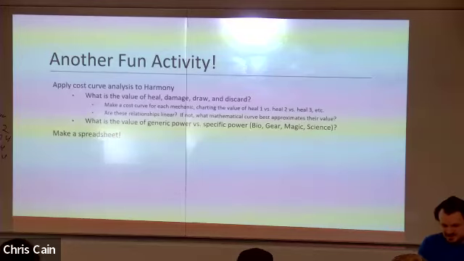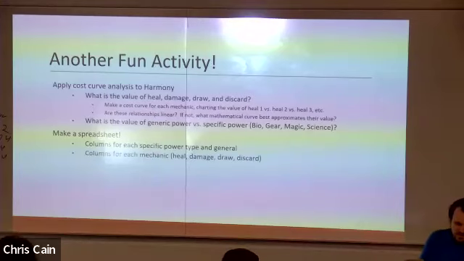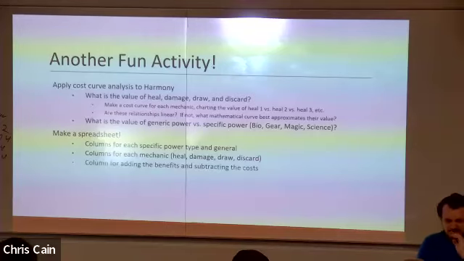So it's time to make a spreadsheet. How are we going to do this? We're going to have columns for each specific power type and general power. We'll have columns for each mechanic: heal, damage, draw, and discard. We'll have a column for adding the benefits and subtracting the costs.